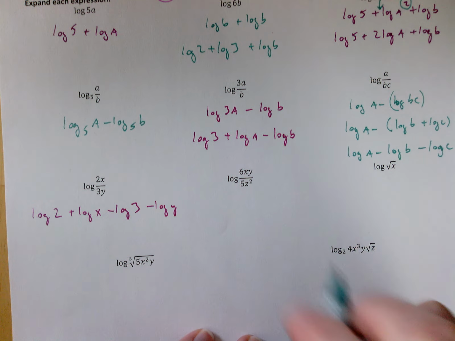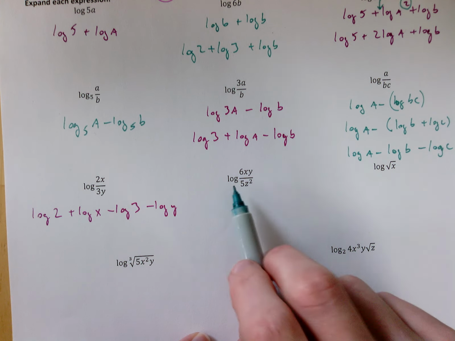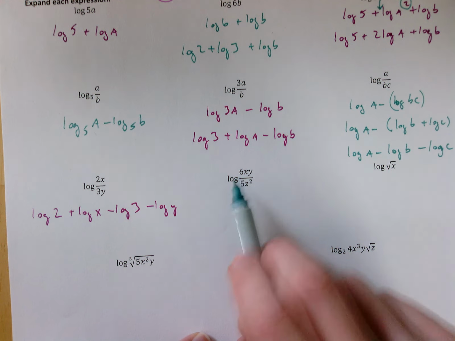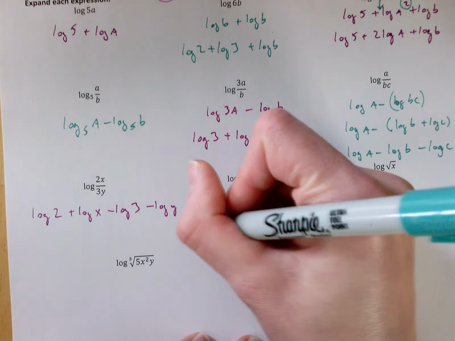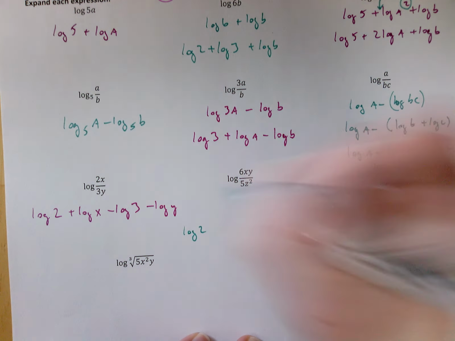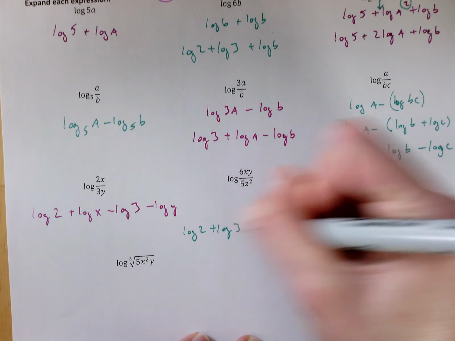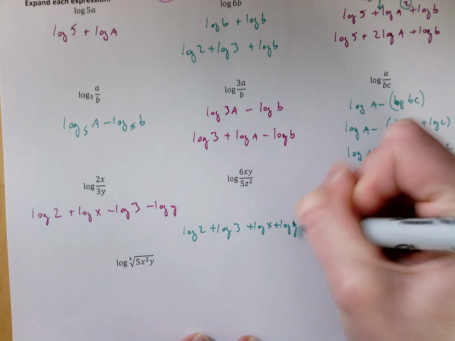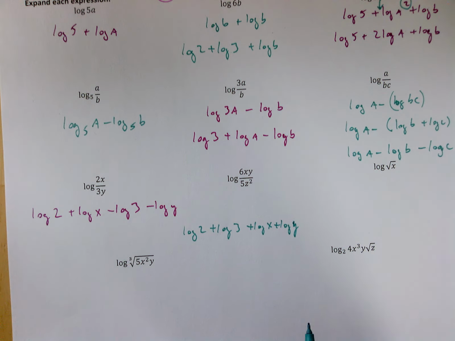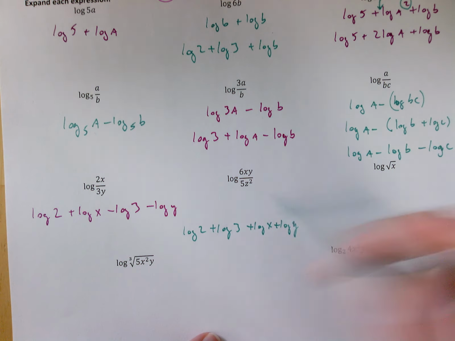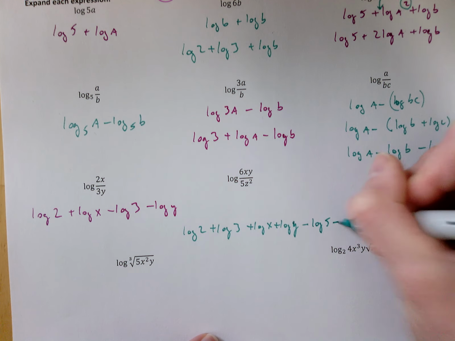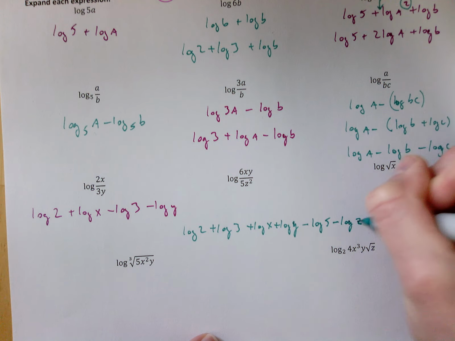Okay, so this guy, really long. So here's what we're going to do. So the log of 6, break that into its primes, so 2 and 3. So I'm going to have log of 2 plus log of 3 plus log of x plus log of y, all positive because they're all in the numerator. And then the 5z squared, that's all in the denominator. So it's going to be minus log of 5, and then minus log of z squared.